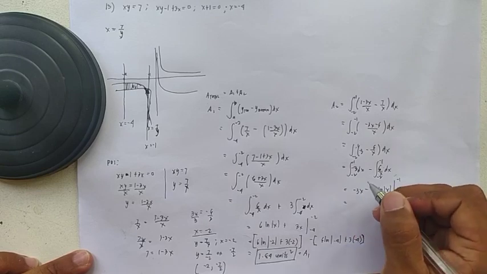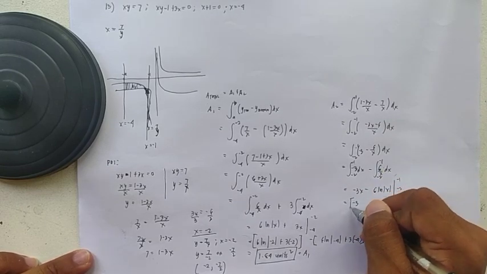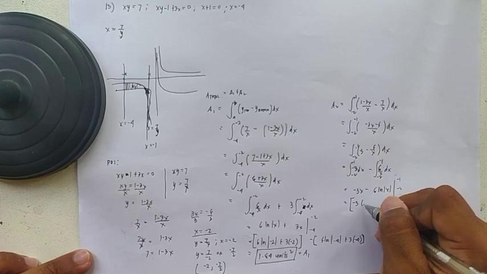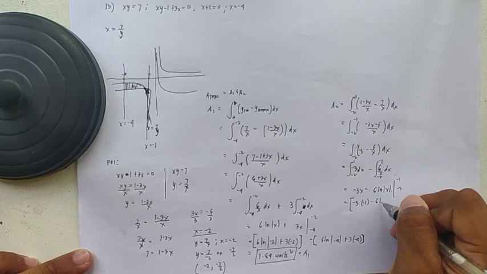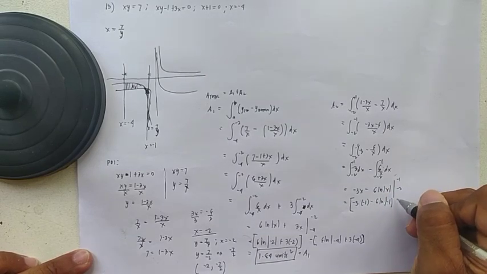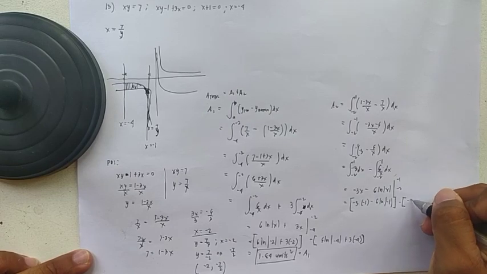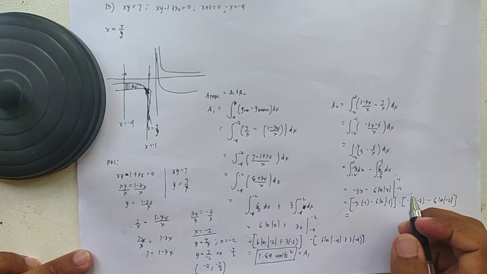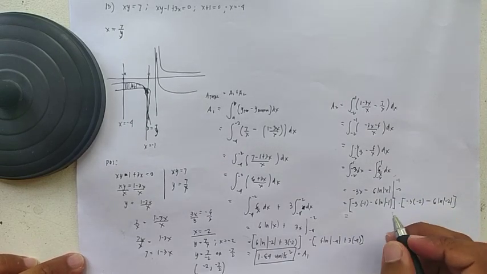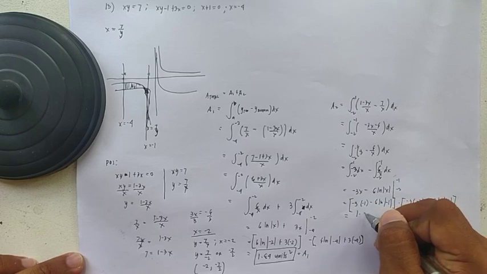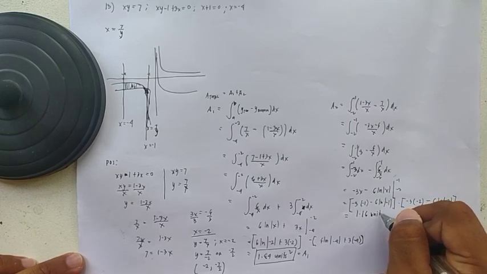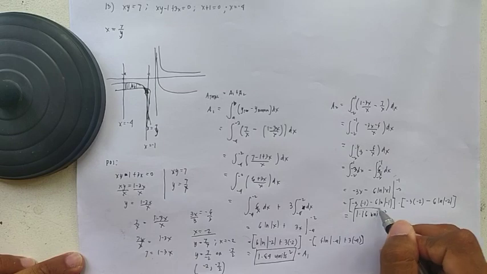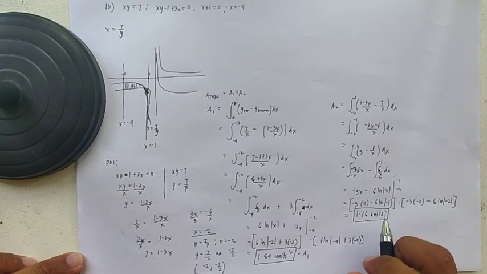So substitute lang po natin yung mga value, magiging negative 3, the quantity negative 3 times negative 1 minus 6 ln of negative 1 minus the quantity negative 3 times negative 2 minus the 6 ln of negative 2. So pag i-input natin to sa calculator na naman, yung makukuha nating value ay 1.16 units square. So ayan po yung value ng area 2 natin.